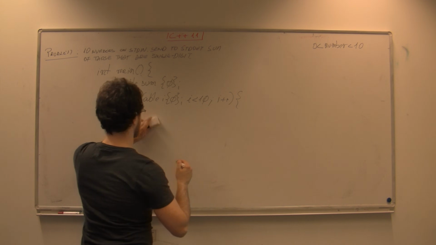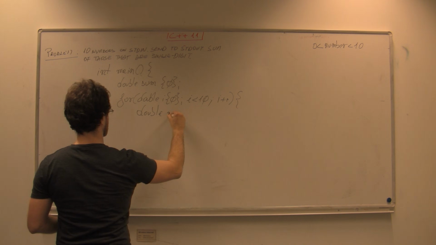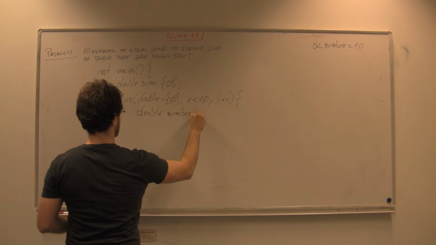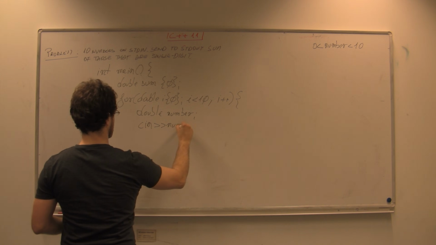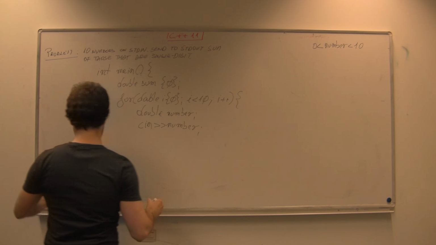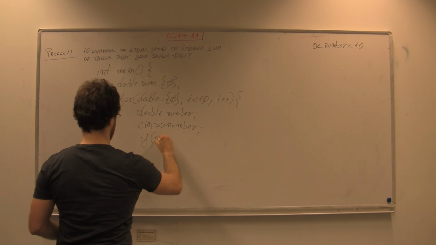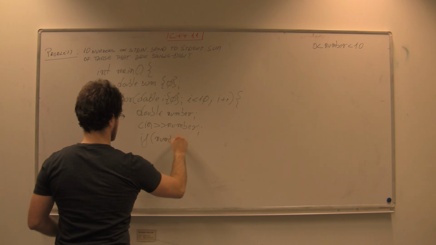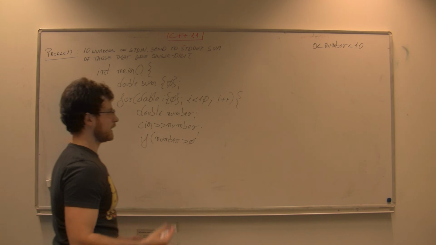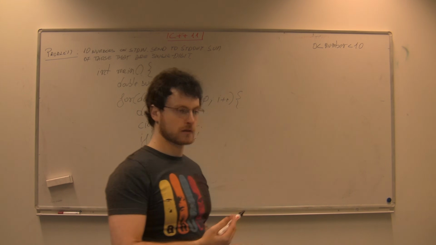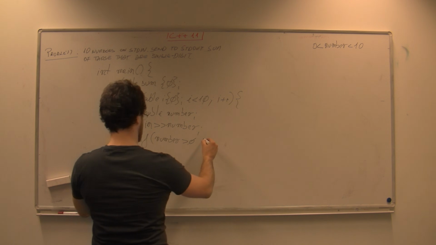Sorry, but first we need a number. So I will read a number. And then we test. So this number has to be greater than 0, and it has to be smaller than 10. So that's the way we express it in C++.